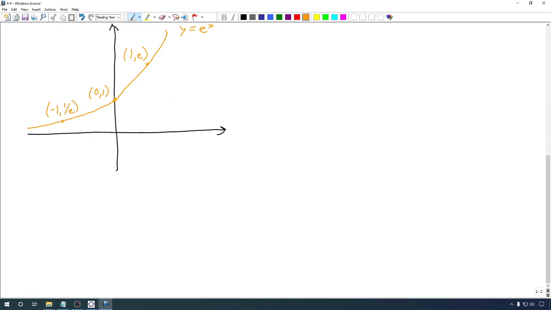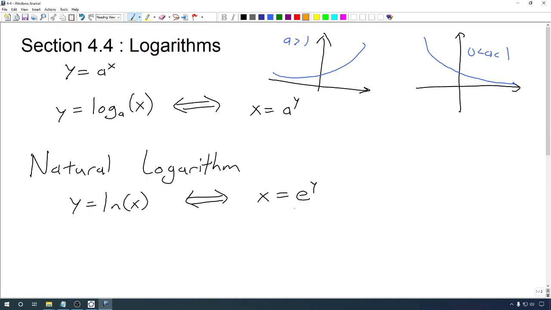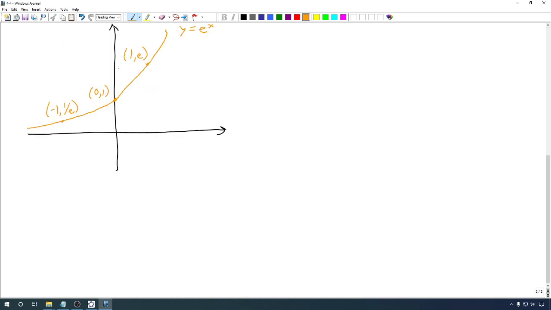Each of these points will be on the graph of the natural logarithm, except because of this relationship here, anything that was on the outside is now on the inside. Anything that was on the inside is now on the outside. So that essentially just means that we're going to swap our x and y values. So instead of having the point 0, 1, we're now going to have the corresponding point 1, 0. Instead of having the point 1, e, we're now going to have the corresponding point over here of e, 1.